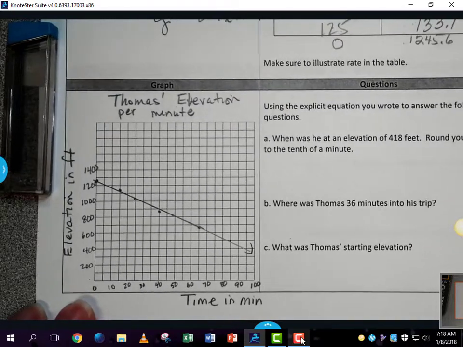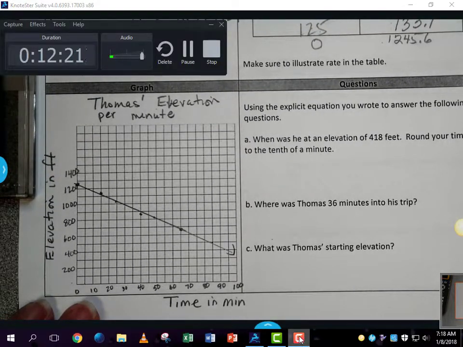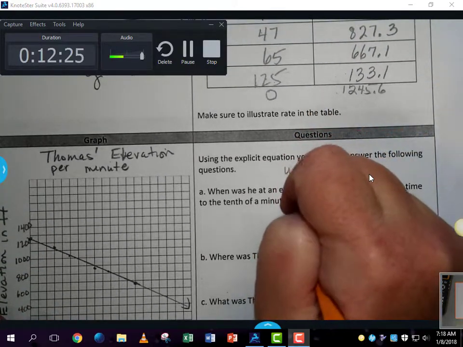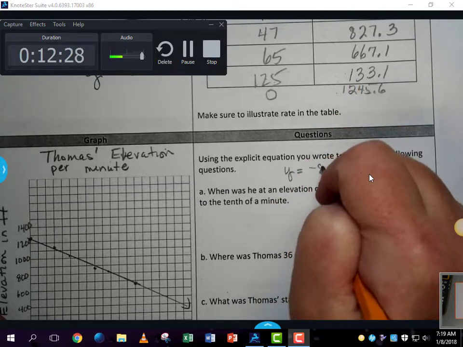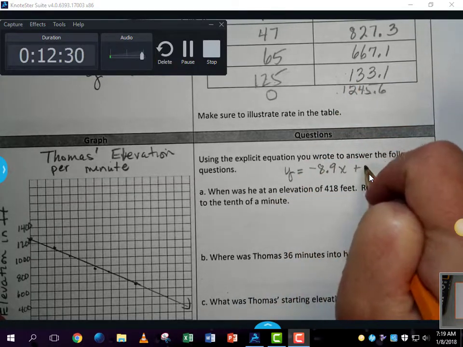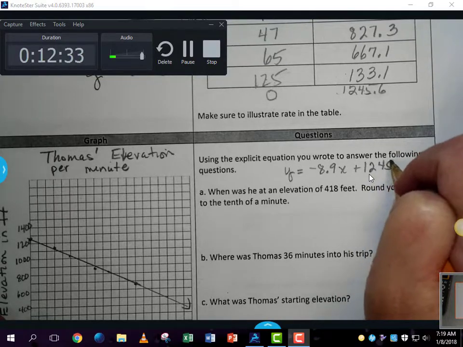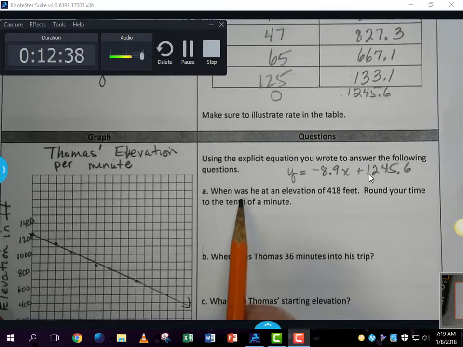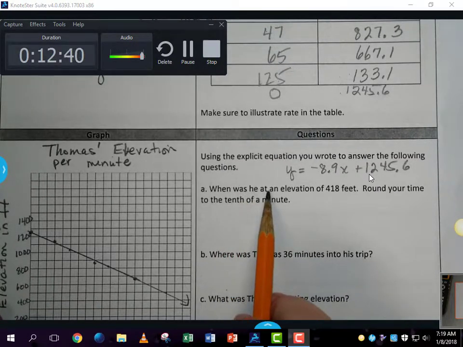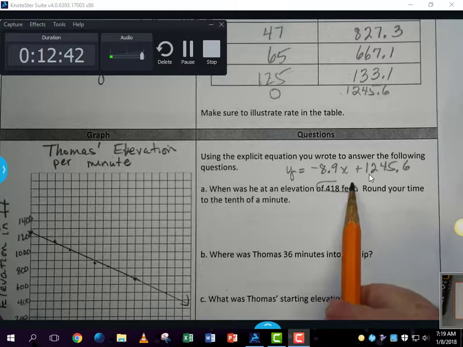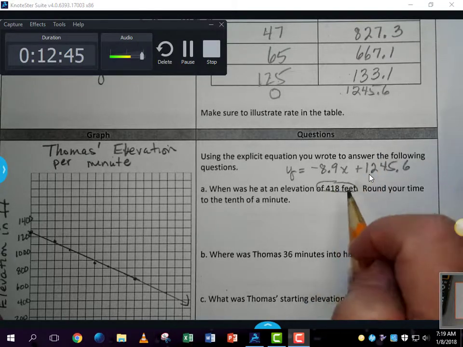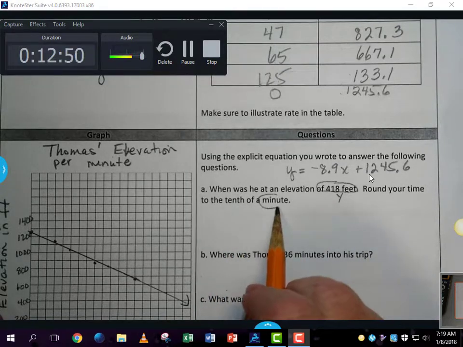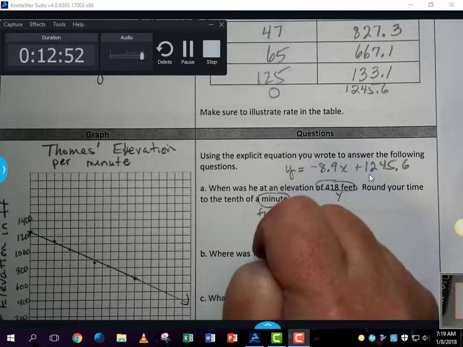So finally, I need to go through and answer the questions. Now don't forget, when you go through and answer the questions, you must start with the explicit equation. So the explicit equation that we came up with was y equals negative 8.9x plus 1,245.6. In part A, it says, when was he at an elevation of 418 feet? We know that the elevation is the y value. Round your time to the nearest minute. They're asking us to find x.